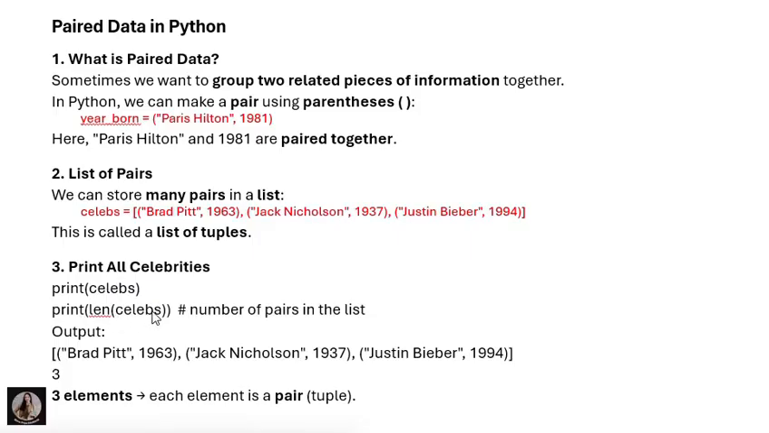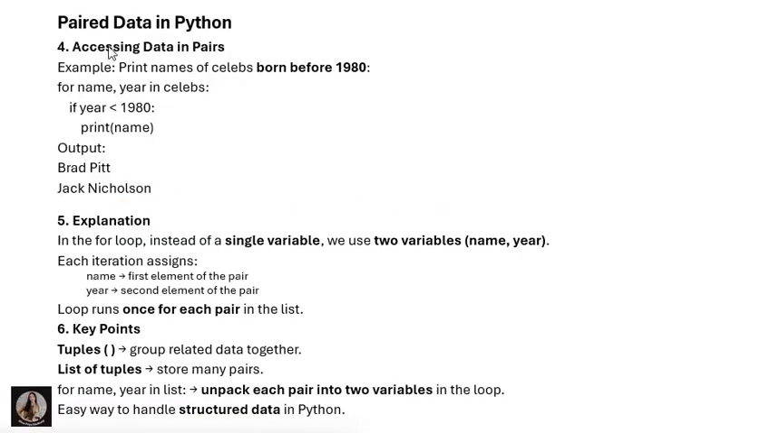Print length of celebrities, which means the number of pairs in the list. It will take how many pairs are present in the list as the length and print it in the output. I have Brad Pitt 1963, which is the first pair, Jack Nicklaus 1937, the second pair, and Justin Bieber 1994, the third pair. I have three pairs of items here, that's why it will print three elements. Each element is a pair, which means a tuple. That's why I can call it a list of tuples. When I take the length of celebrities, it prints the number of pairs in the list.